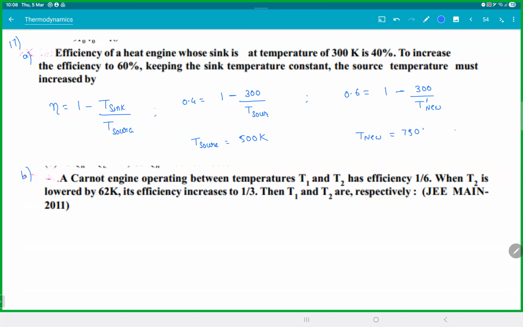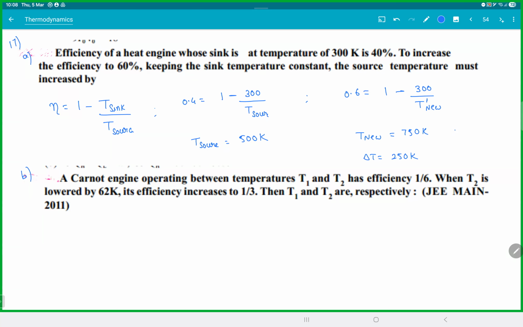So he's asking how much temperature must it change. So delta T is 250 Kelvin. You really get questions like this in mains and CET. Easy? Get the B part. That looks right, Samir. B part also you got it. Right, I get the second part.